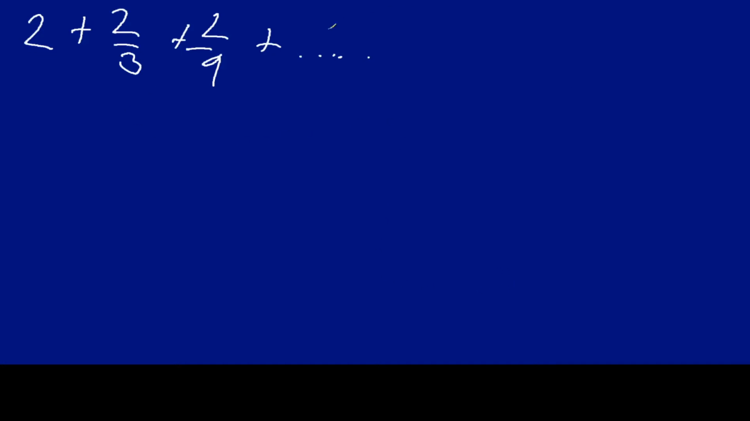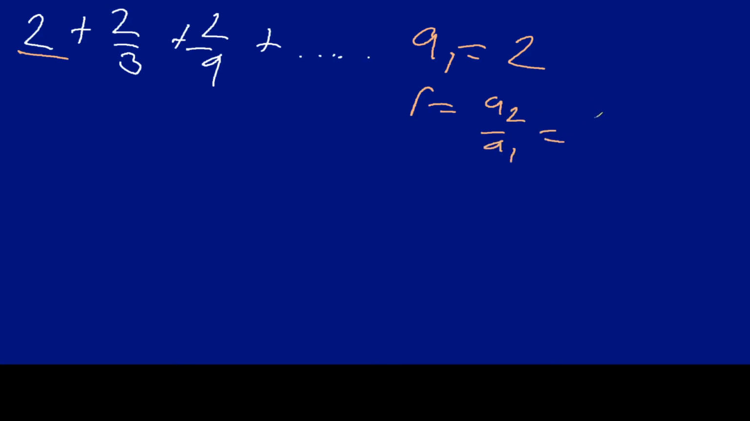Now, there are several things I have to figure out, or I have to collect data for. First of all, I need to figure out what is my a sub 1. Well, that's given to me. It's right there. It's 2. I also need to know what my ratio is. I don't know that yet. So I take my formula, a sub 2 over a sub 1, like so.